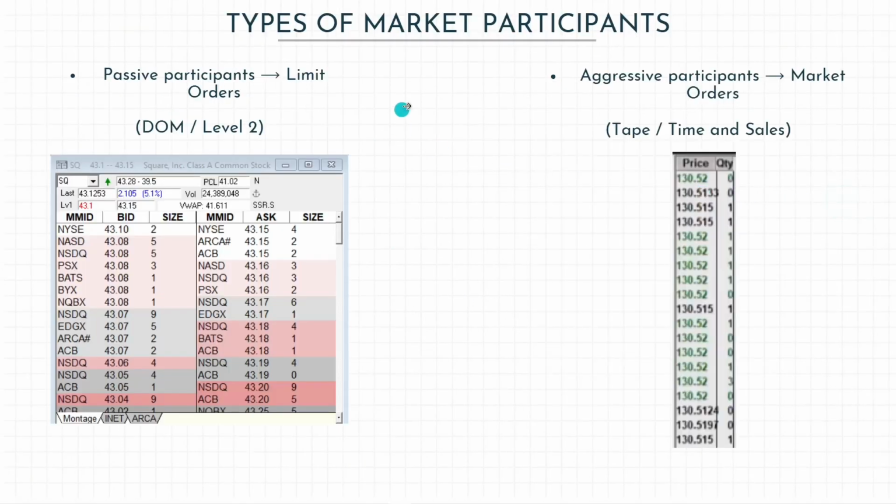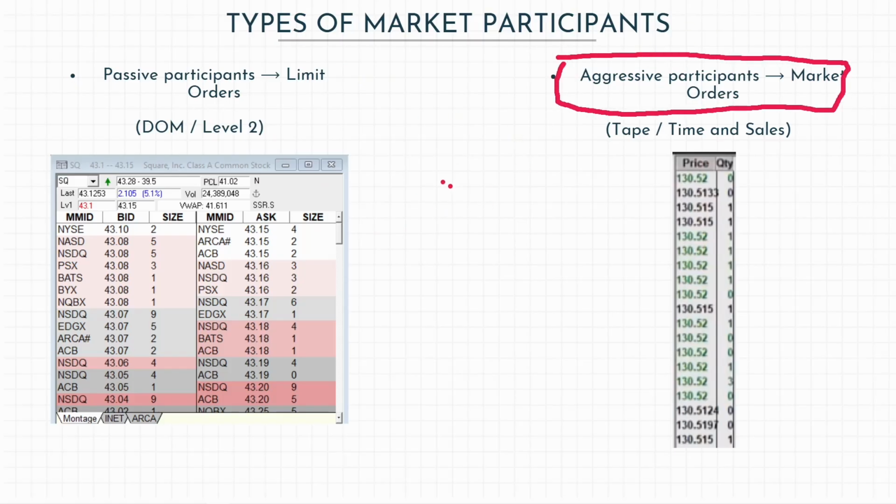All right, so the different types of participants in markets. This is the first thing that needs to be discussed because it is quite important. There's two types of participants that you need to concern yourself with. Number one is passive participants. Passive participants are people who are on the bid or on the ask. They're passively waiting for their orders to get filled. So when you're looking at a depth of market, a level 2 book map, you're viewing passive liquidity. And then there's the second type of liquidity, which is aggressive liquidity.